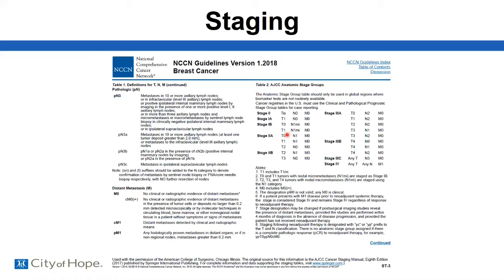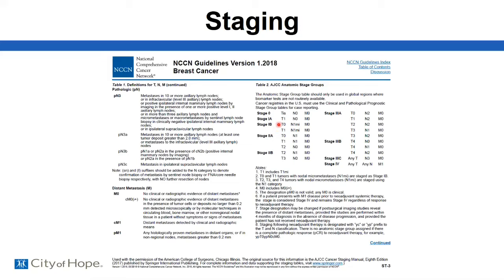And so staging has become much more complex. And the reason I'm going over staging is it's difficult now to compare a stage 1 to a stage 1. So in the old days, someone could say, you know, oh, my breast cancer was stage 1 and mine was a stage 2. And that meant very different things. Now, a stage 1 isn't a stage 1 isn't a stage 1 anymore.